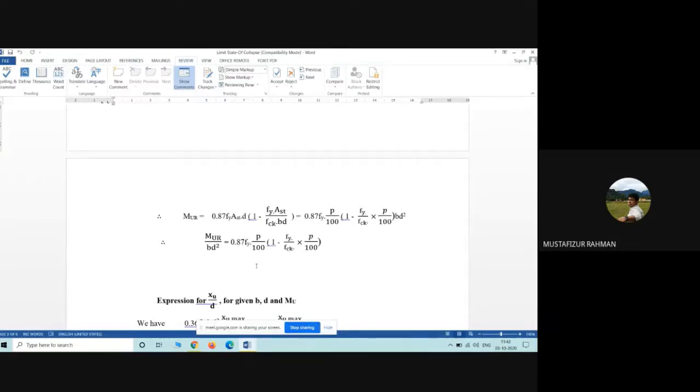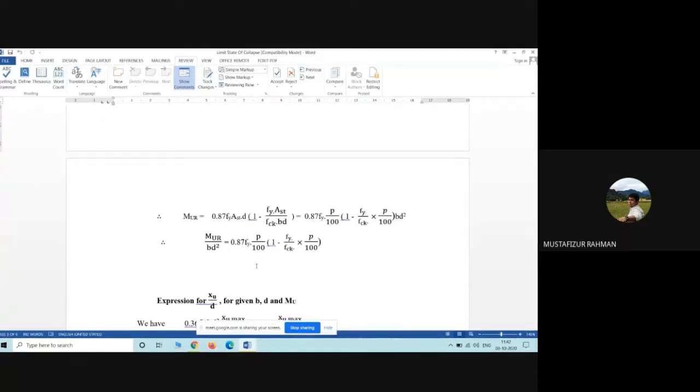Design curve and/or design table, which is related with respect to Mu by bd square. The curve is there, Mu by bd square. So in Mu by bd square, you will get a numerical figure, and from that curve, from that table, you will be able to find out a point P. So utilizing that P, we'll be able to find out the amount of steel.